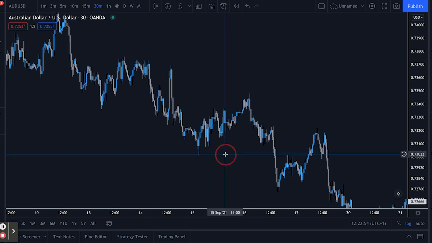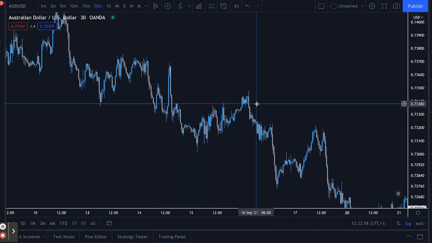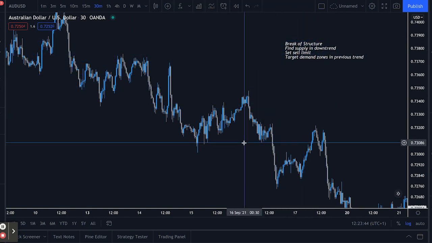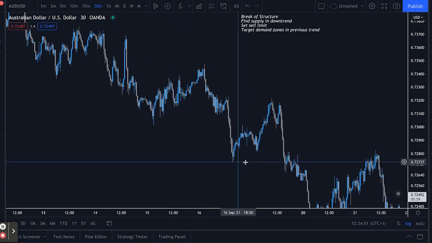What we do in a markup scenario is simply scale back to price and then see how our rules play out and mark up trades accordingly. This is our trading plan for this example's sake. First of all, we want to see a break of structure. Then we want to find a supply zone in a downtrend. Then we want to set our sell limit at this supply zone, and then we want to use the demand zones in the previous trend, so the trend back here, for our targets.